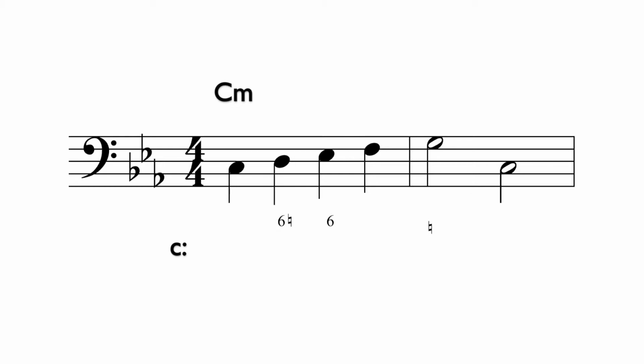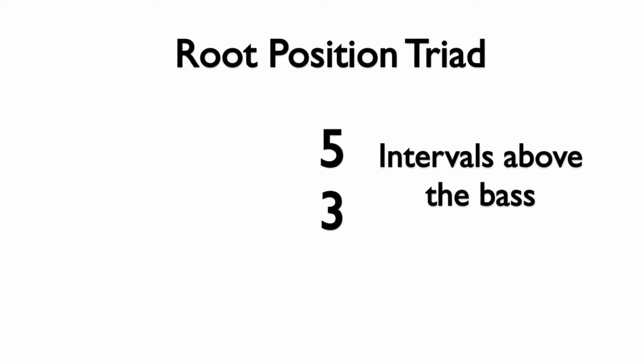No figure below a bass note is a shorthand indication for a root position triad. Understanding the longhand will give us a basic understanding for how all figured bass symbols work. The longhand for a root position triad is 5-3. This indicates the intervals above the bass note that can be used to spell the remainder of the chord.